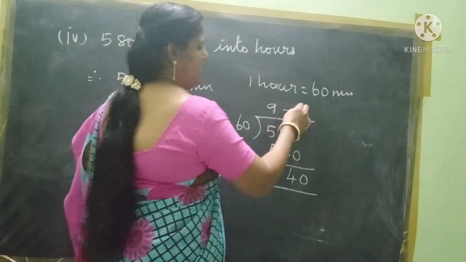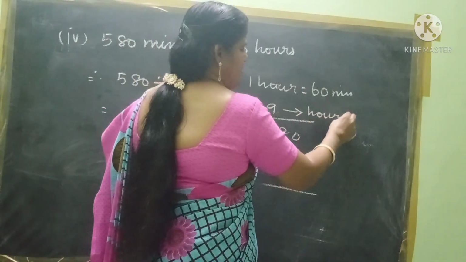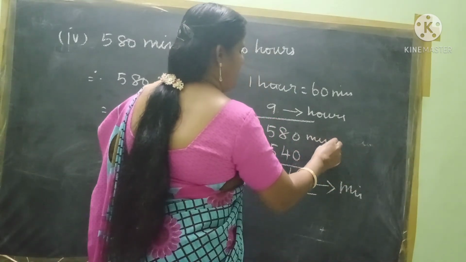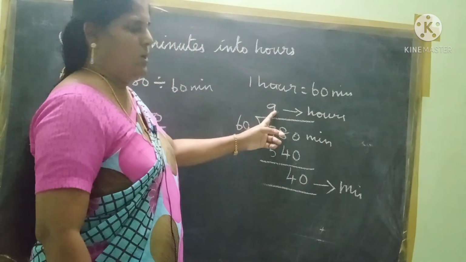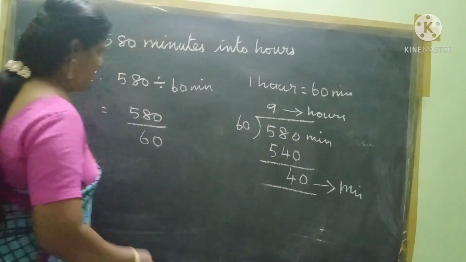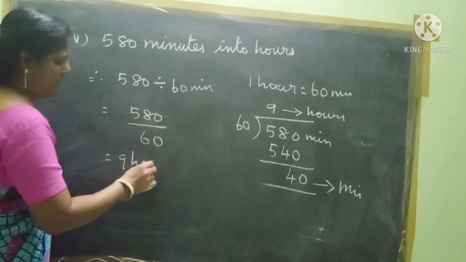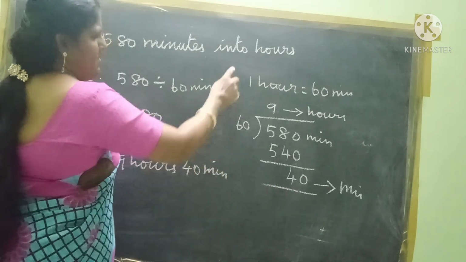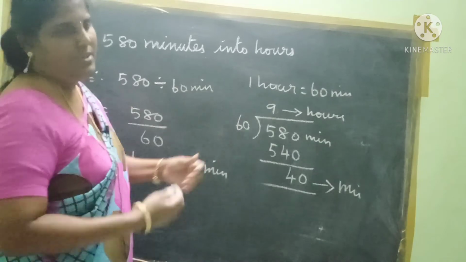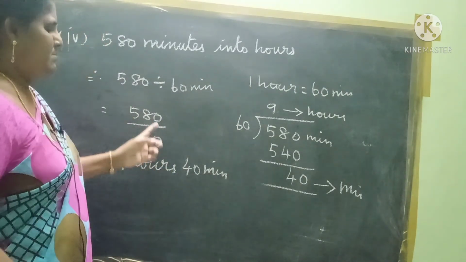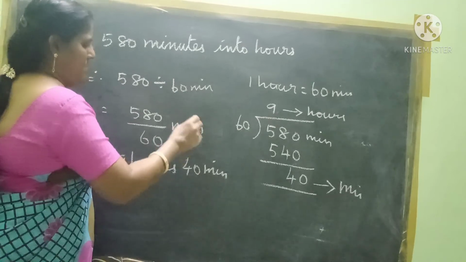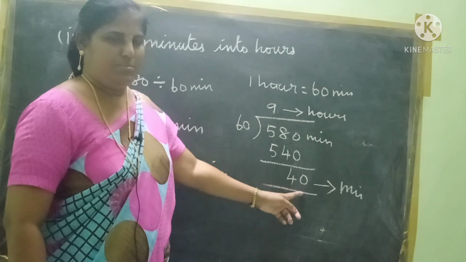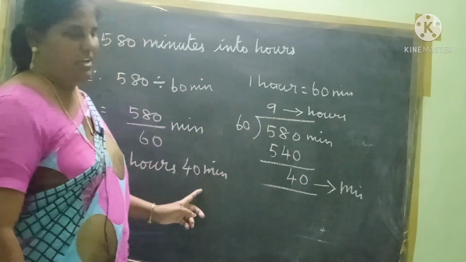This shows hours and the remaining shows minutes. Because if you divide minutes by minutes, we get hours as a quotient. So the answer is 9 hours and 40 minutes. Because they are asking to change to hours only, if you divide by minutes you will get 9 hours as the quotient, and what remains is the remaining minutes. So 9 hours 40 minutes is the answer.